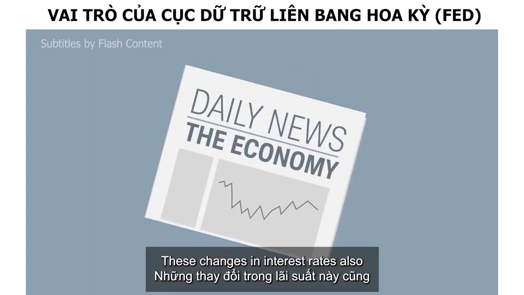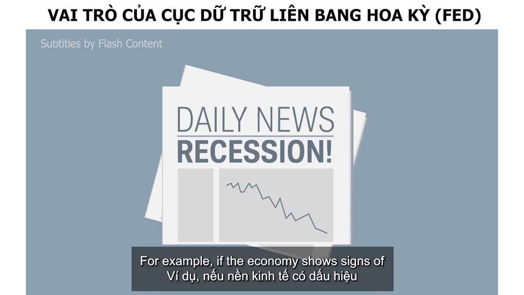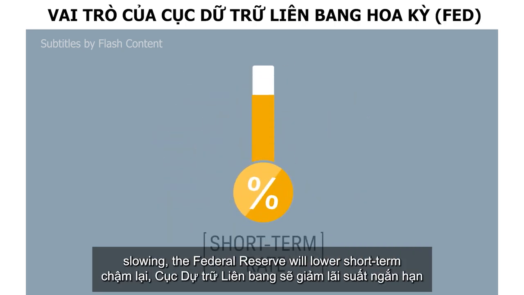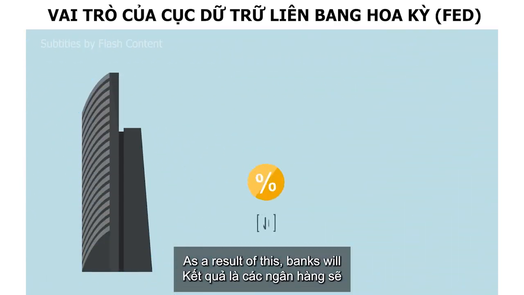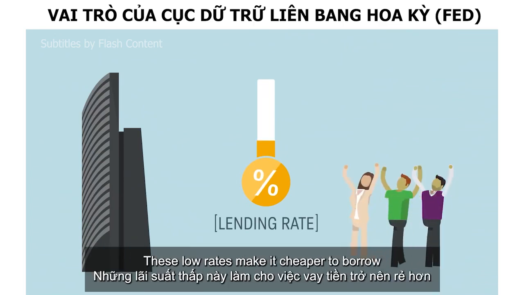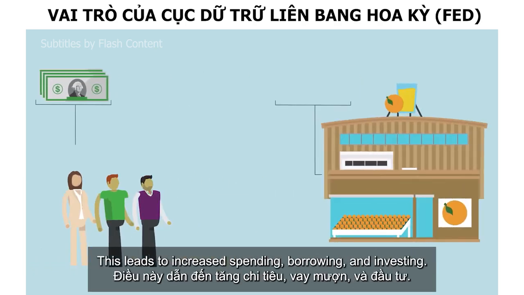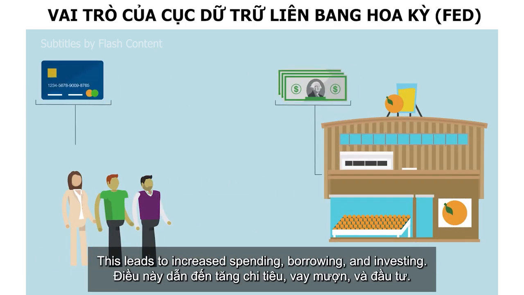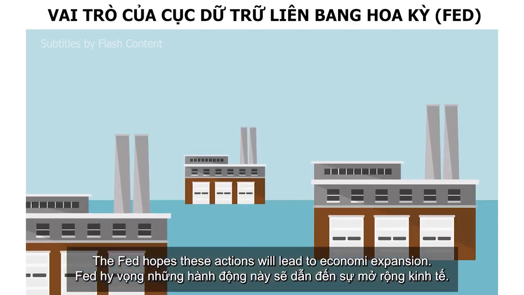These changes in interest rates also impact the U.S. economy. For example, if the economy shows signs of slowing, the Federal Reserve will lower short-term rates in an attempt to turn things around. As a result of this, banks will decrease the rates for their customers. These low rates make it cheaper to borrow and less attractive to save. This leads to increased spending, borrowing, and investing. The Fed hopes these actions will lead to economic expansion.